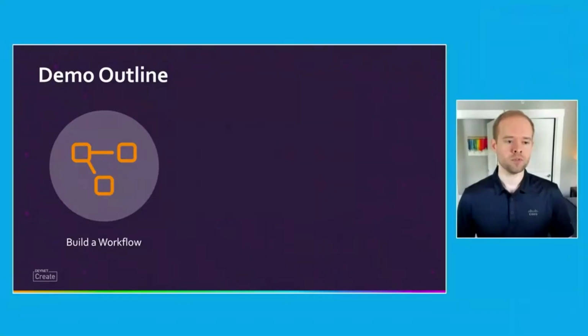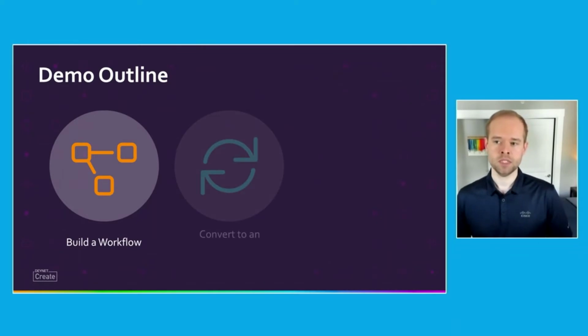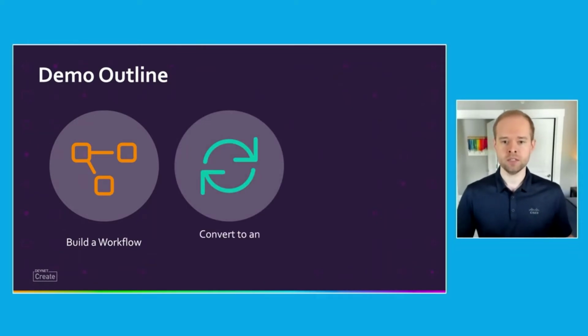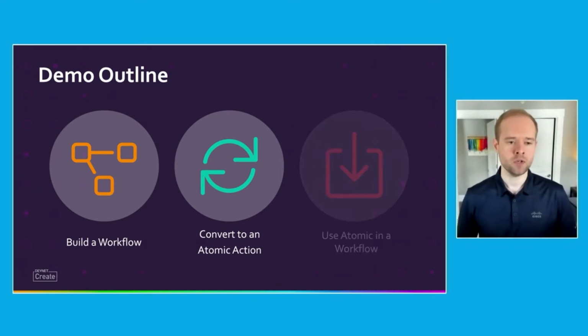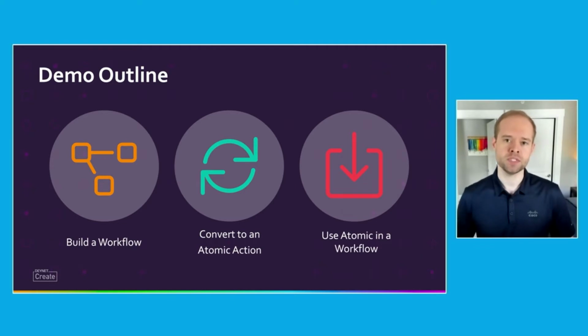So at a high level, orchestration is a drag and drop no-to-low code editor. It allows you to integrate pretty much whatever you want. And so now what we're going to do is a demo. I'm going to show how to build a simple workflow. We'll then convert that workflow to an atomic action, and then we'll use that atomic in another workflow. So we're going to show the progression of building different types of content and how quickly you can actually start to build and use these things.